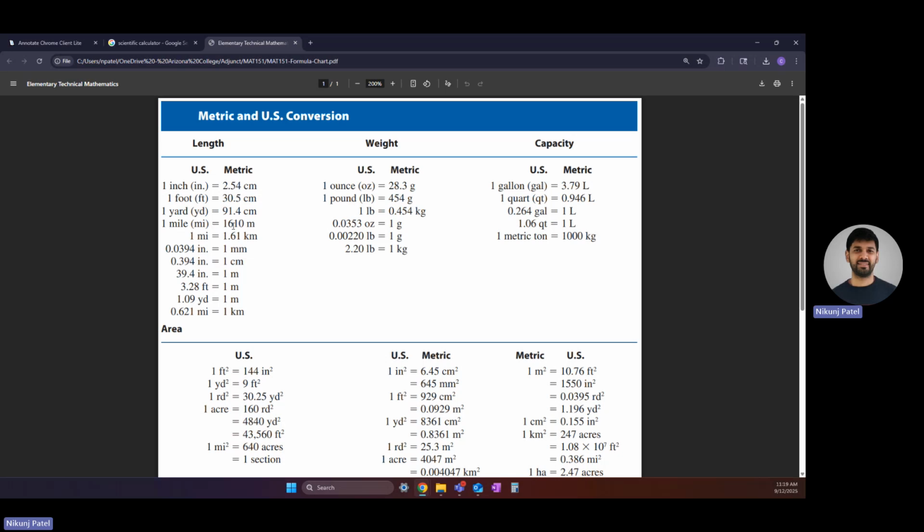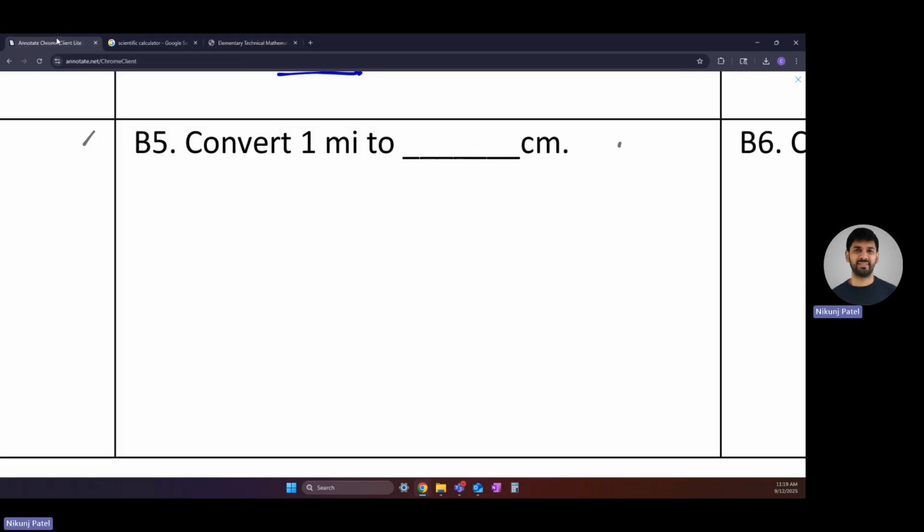1 mile is equivalent to 1,610 meters. We need to get to centimeters after that. So I'm going to write this down. 1 mile is equal to 1,610 meters. I'm using meters here because meters can also be converted to centimeters. We just need one more conversion factor that converts from meters to centimeters now. Well, we know from the previous section A that 100 centimeters is equivalent to 1 meter.